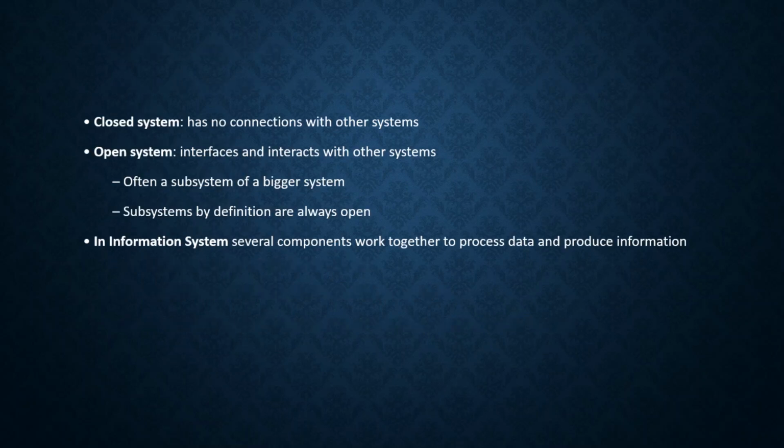So some systems are closed systems and some systems are open systems. That means closed systems have no interactions or connections with other systems, but open systems are going to interact with other systems.